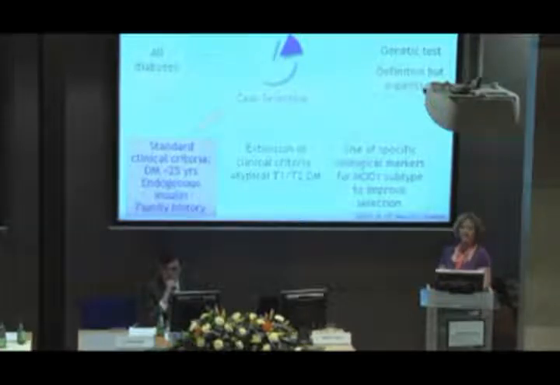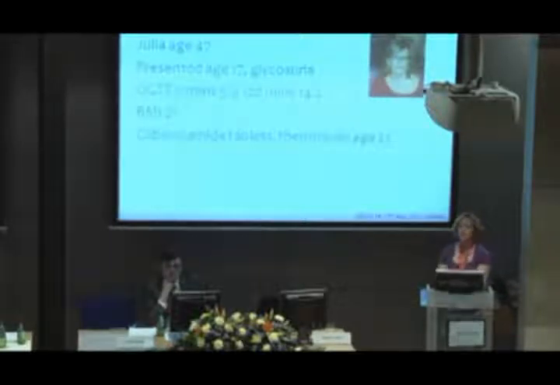So just first to comment on the standard criteria. These are really what you will call the low-hanging fruit. They're out there for us all to find. And here's an example. Julia, who's currently aged 47, and she presented at the age of 17. She had glycosuria. Her OGTT showed that she had diabetes with a large increment at 2 hours. She was lean. She was even treated for three or 4 years with glibenclamide tablets and then went on to insulin. And she had also had a family history.